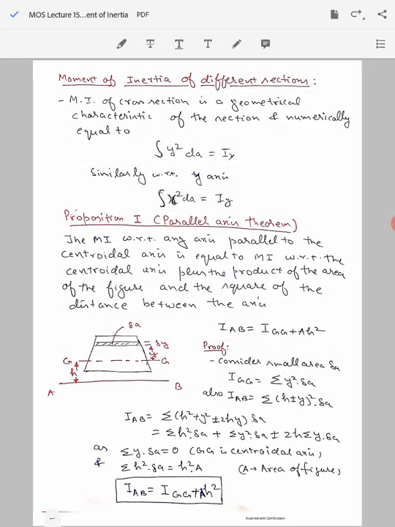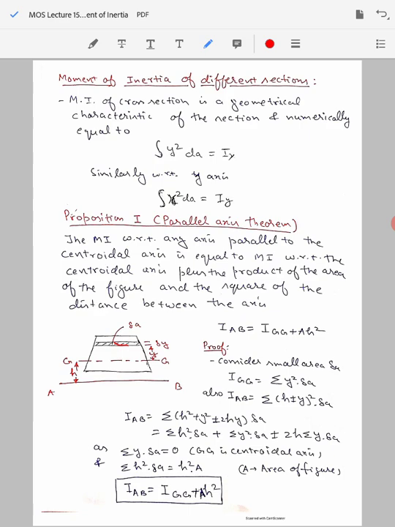We can prove it also. It is easy to prove. Let's consider a small elementary area delta A, which is shown here as this hatched strip. We can define I_GG, the moment of inertia about the centroidal axis, as the summation of y square delta A. That means if we take all those small strips of area delta A and multiply by the square of their distances from the centroidal axis, then if you sum up all of them, you get the moment of inertia about the centroidal axis I_GG.